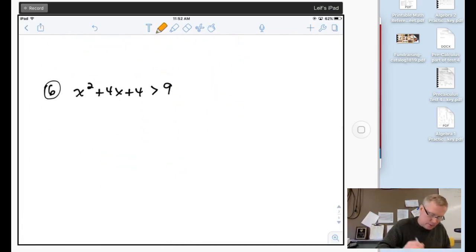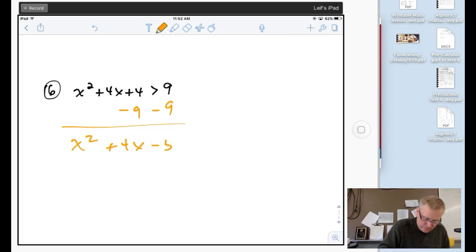So this one, you want to have the 0. It really makes life easy. So subtract 9 from both sides, and I'll get x squared plus 4x, and 4 minus 9 is negative 5, is greater than 0. Remember, if you ever divide both sides by a negative number or multiply by a negative number, you flip the arrow the other way. All right, so I get x plus 5 times x minus 1. That's what I get when I factor.